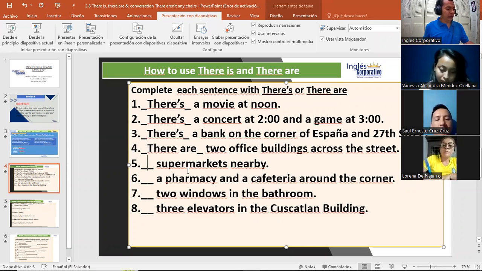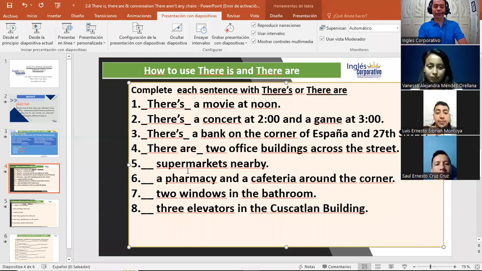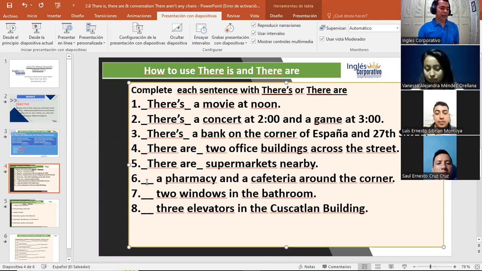And then, Oscar Francisco. No, Oscar Francisco no está ahora, ¿verdad? Y nos vamos con Luis. Luis, please. There are. There are. Good. Thank you. And Lilian, por favor, si nos puede contestar la número 6. Se la voy a dejar así en blanco para mientras. Y usted me contesta ahí en el chat, ¿ok? Paso a la 7 con Kenia.